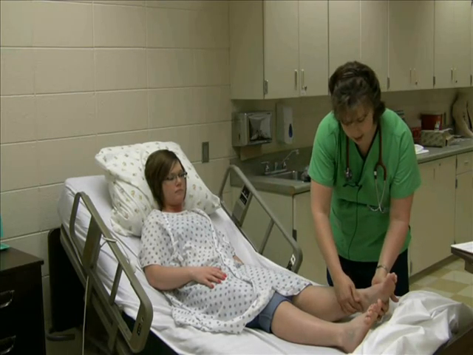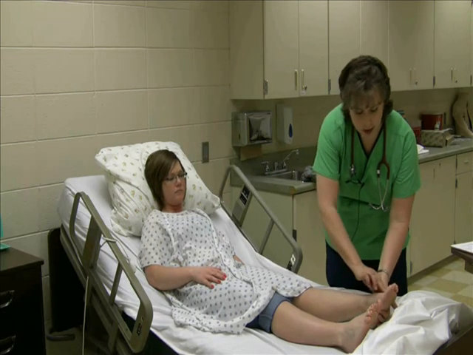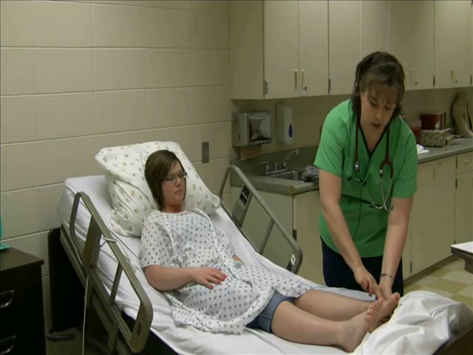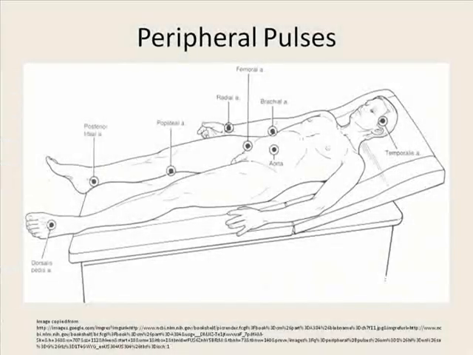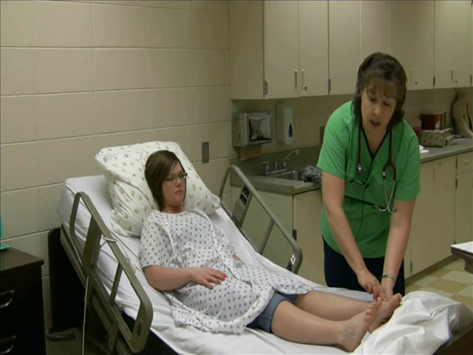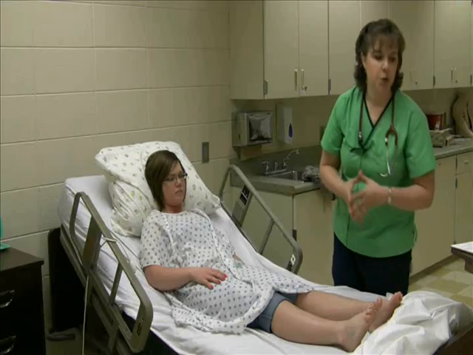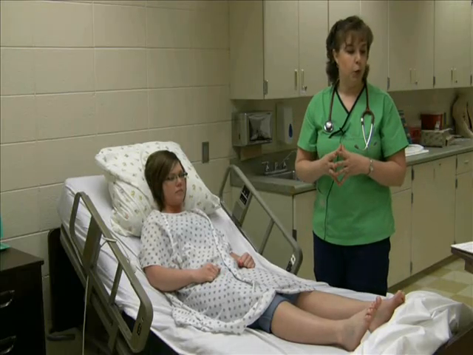Posterior tibial is located behind the ankle, and the dorsalis pedis is located on the top of the foot. Sometimes these pulses may be hard to palpate, and you may need a Doppler to actually get an accurate reading. Pulses are usually graded on a scale, 0 to 4 plus.